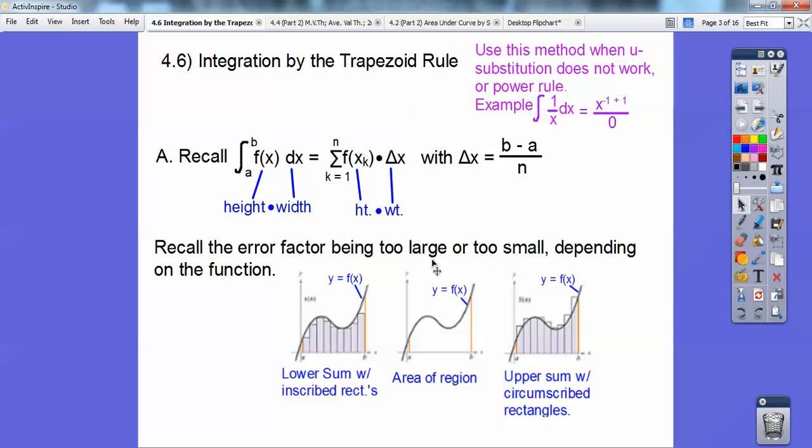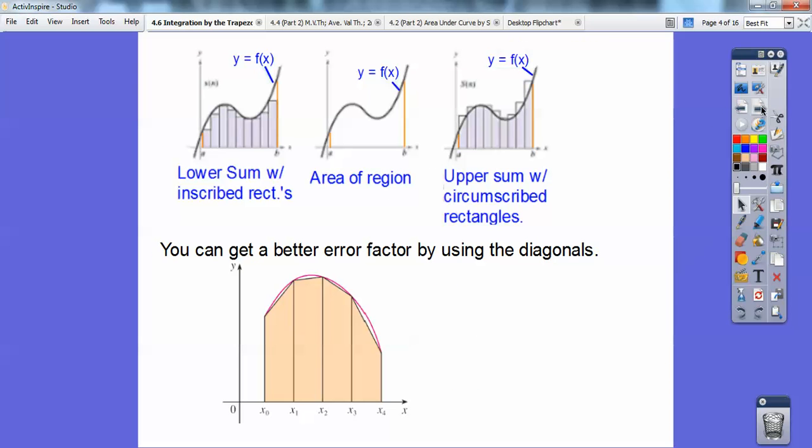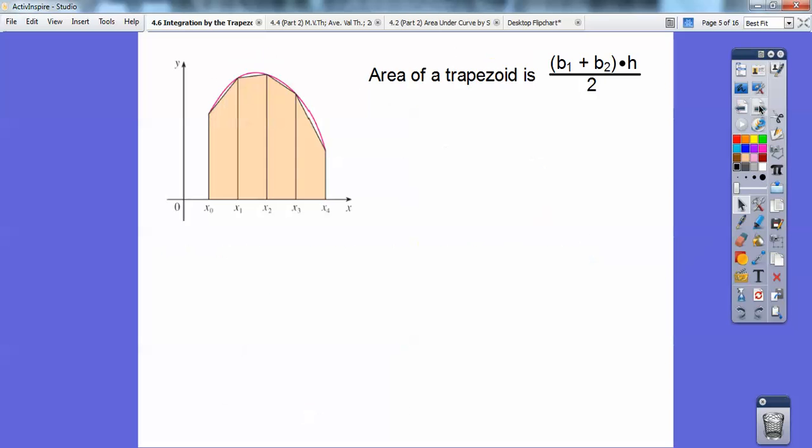Recall when we did the rectangles, we had an error factor that was too small when all the rectangles were underneath the curve, or if we did the rectangles on top of the curve, then the error factor was a little bit too big. Well, what you can do is use the diagonals. You get a better approximation of the curve using these diagonals. So what you can do is use the area of a trapezoid.